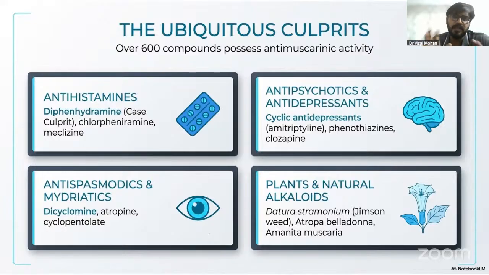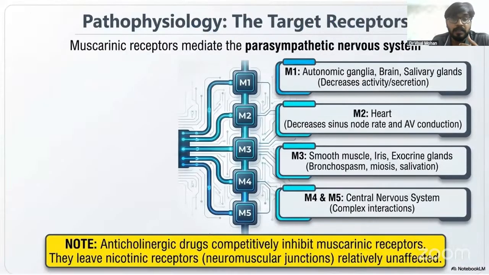So in patients presenting with these kinds of symptoms, we need to know about anticholinergics. What is an anticholinergic medication, and what is its pathophysiology? For example, in this patient, it can probably be diphenhydramine. They completely inhibit the muscarinic receptors, while the nicotinic receptors are completely unaffected. The M1 receptors, usually present in the autonomic ganglia, brain, and salivary glands, cause reduced activity and reduced secretions.